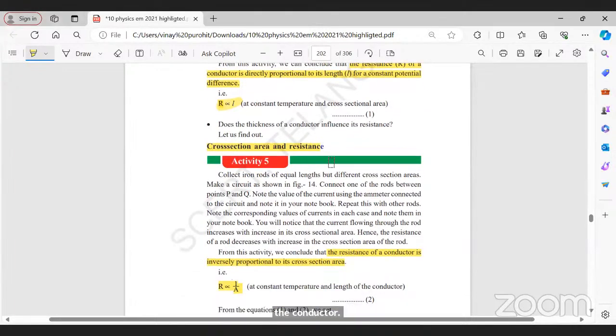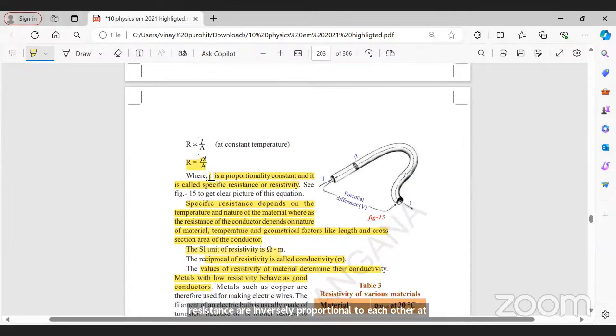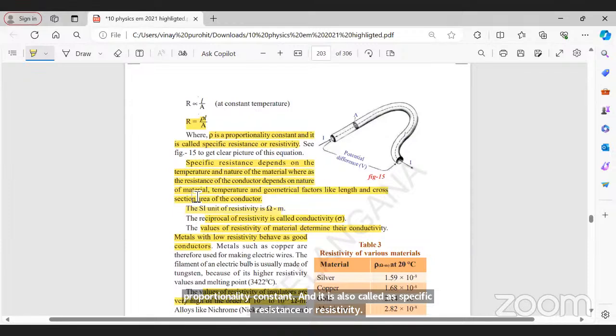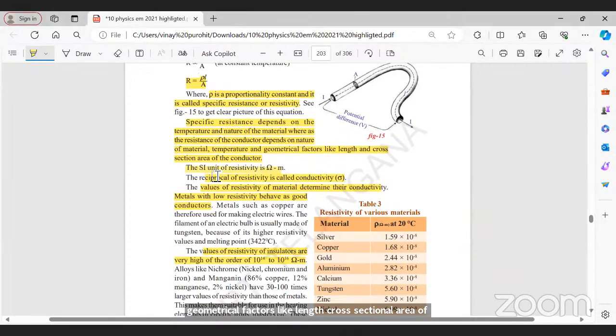Next, coming to the cross-sectional area and resistance. The cross-sectional area and resistance are inversely proportional to each other at a constant temperature and length of the conductor. So R equals rho L by A, where rho is a proportionality constant, also called specific resistance or resistivity, which depends on the temperature and nature of the material, whereas the resistance of the conductor depends on the nature of material, temperature, and geometrical factors like length and cross-sectional area of the conductor. So the SI unit of resistivity is ohm meter.